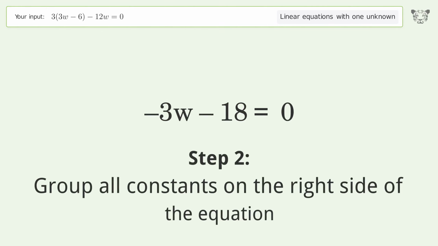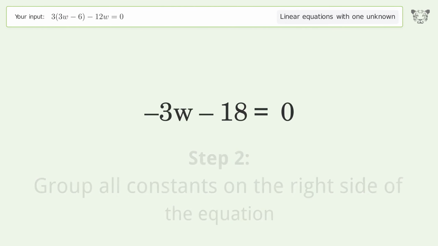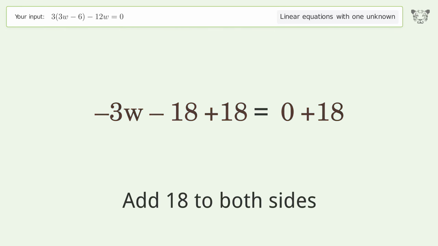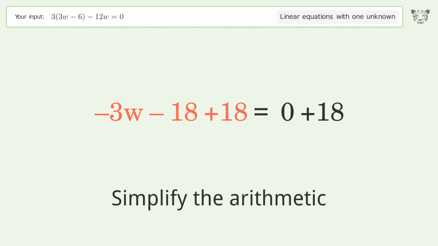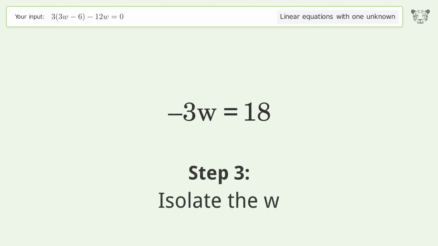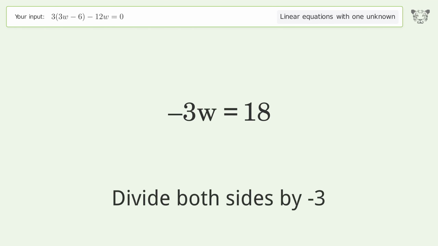Group all constants on the right side of the equation. Add 18 to both sides. Simplify the arithmetic. Isolate the w. Divide both sides by -3.